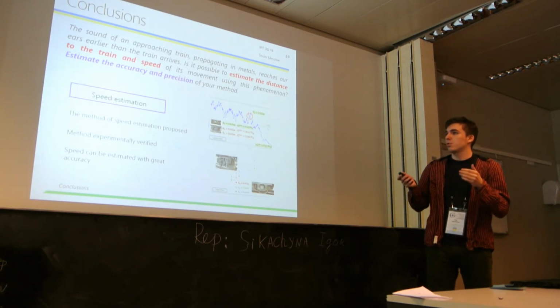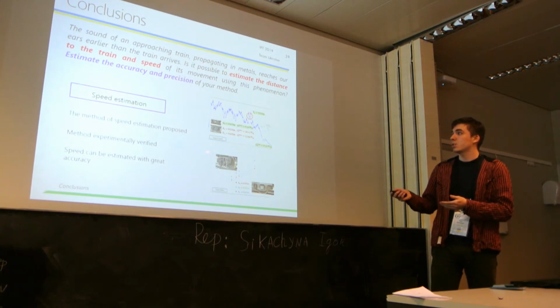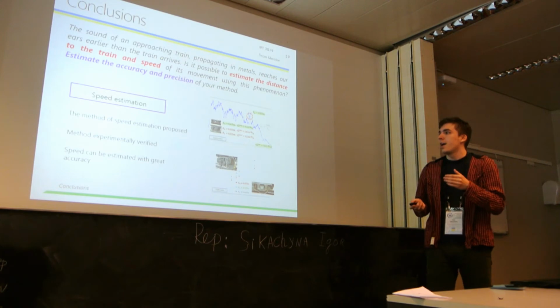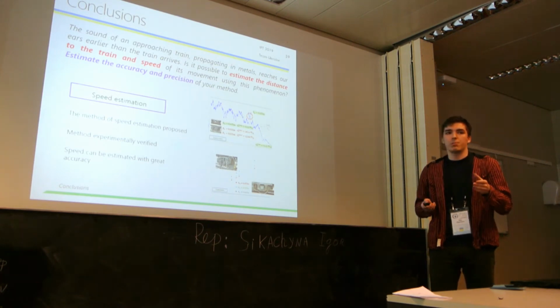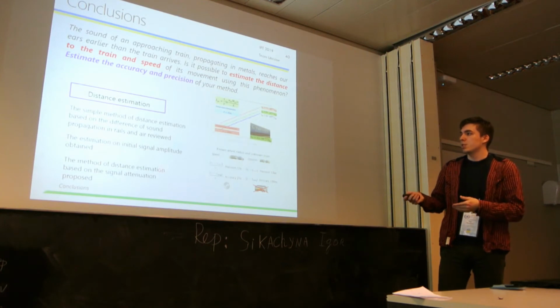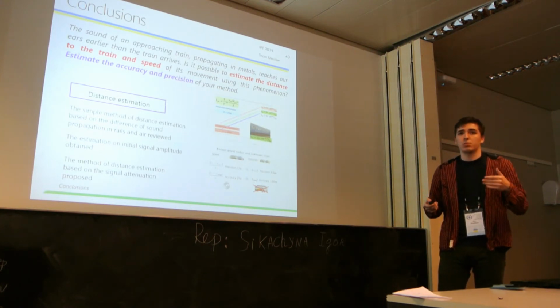First, we proposed a method of speed estimation, which is based on the study of time differences inside the signal we obtain from the piezo sensor. And we can estimate the speed of the approaching train with great accuracy. And also we propose a method of distance estimation, which is based on estimating the initial amplitude of the signal.